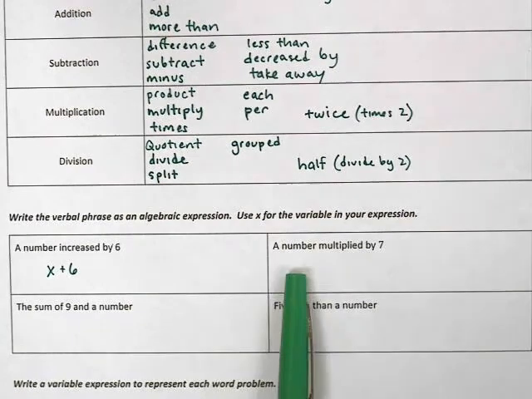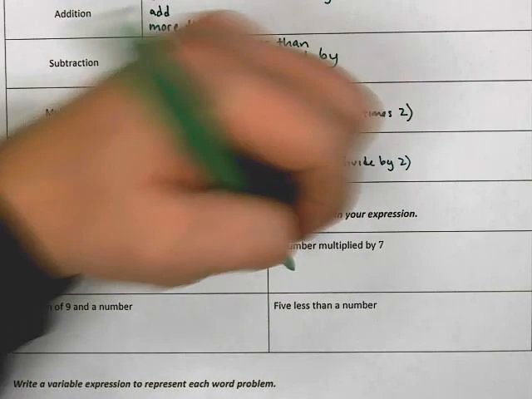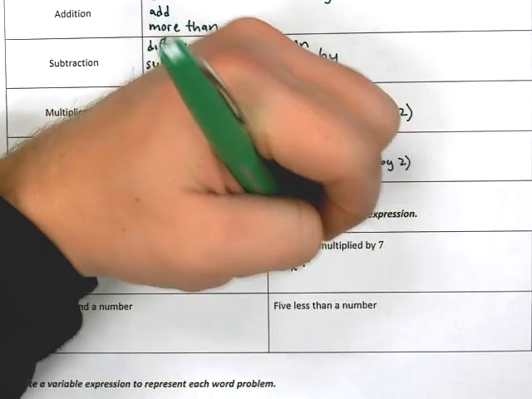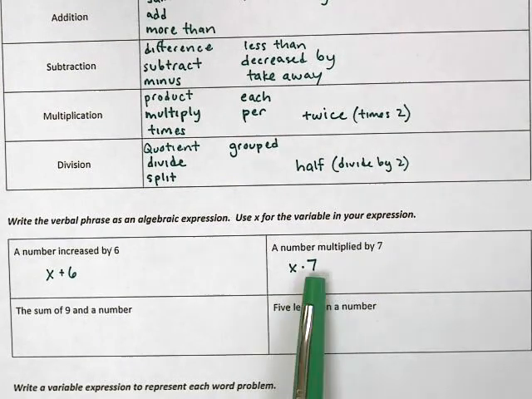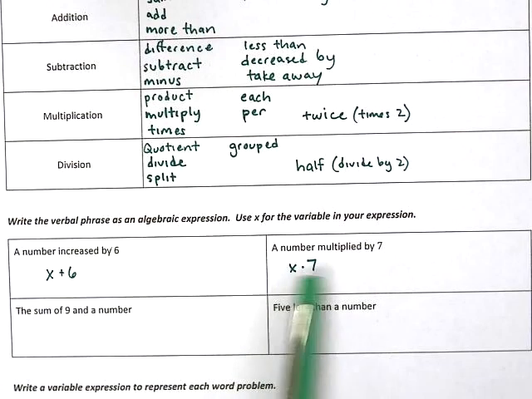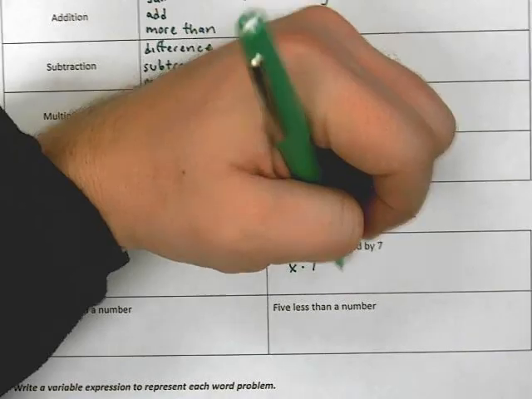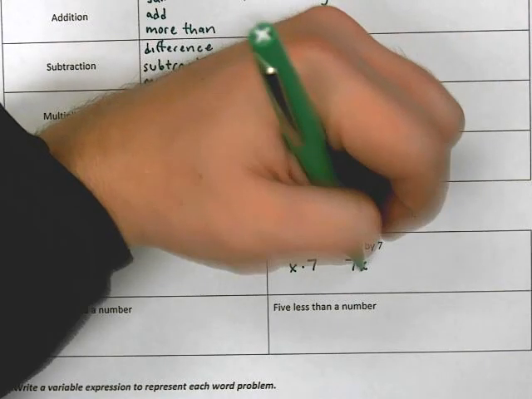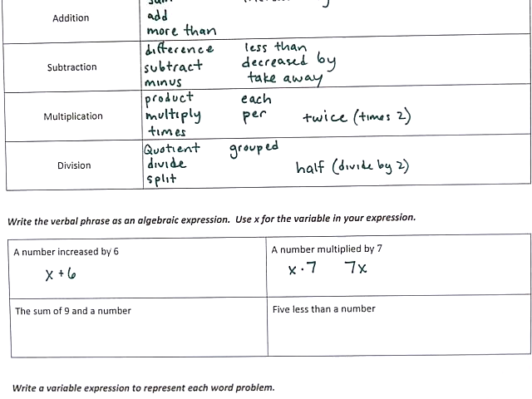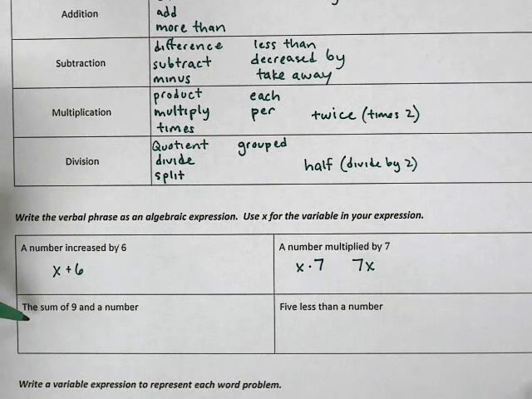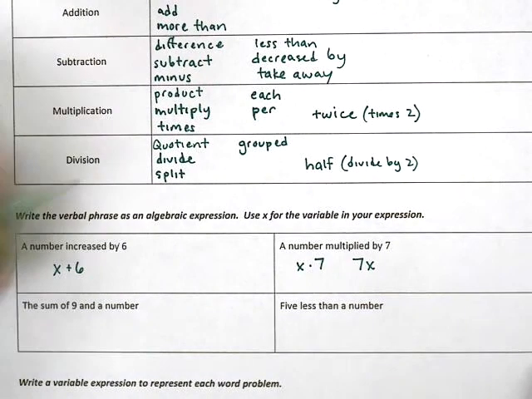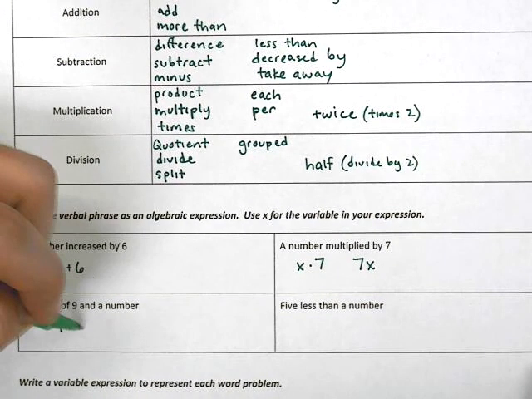What happens when we have a number multiplied by 7? Well, we take our number, we multiply it by 7. The one other thing I would do on this one is remember that when we multiply a number and a variable, we like to write the number out front, like 7x. Okay? The sum of 9 and a number, well, sum we said was addition, so it's 9 plus x.